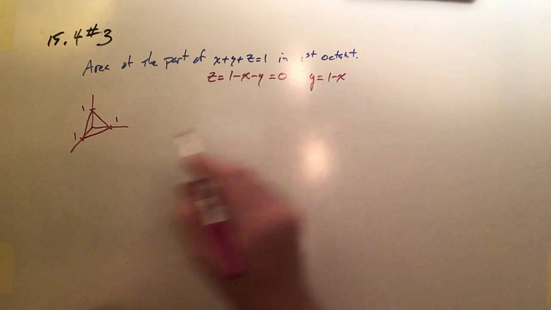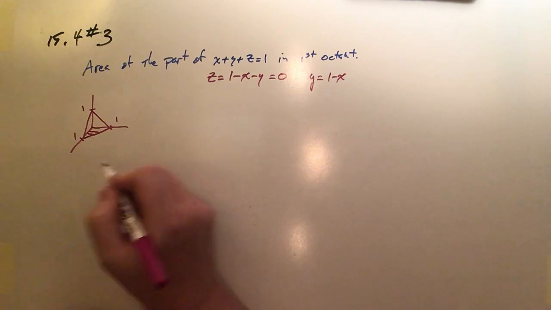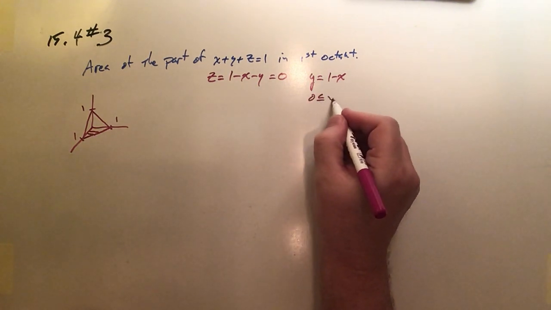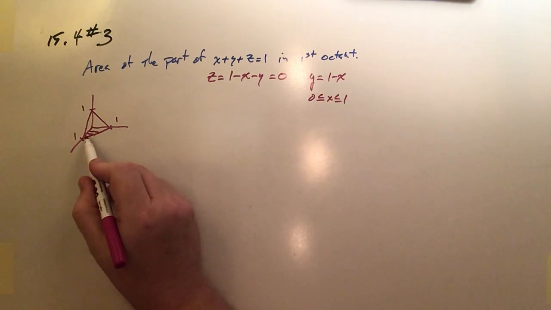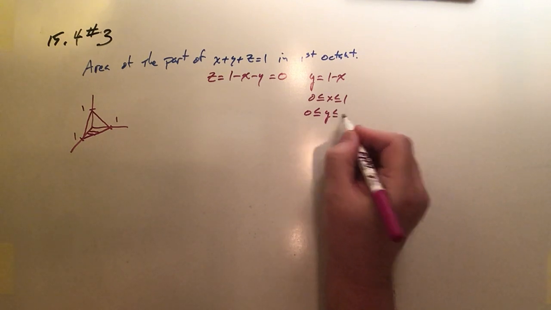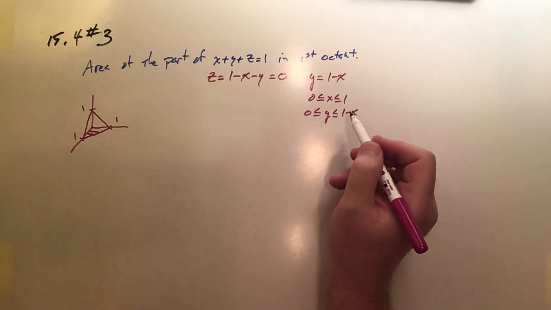Okay, well, y going from 0 to the function, let's go ahead and use pieces that look like this. So we'll integrate x between 0 and 1. So 0 less than or equal to x less than or equal to 1. And we'll integrate y up to the line. So y will go 0 less than or equal to y less than or equal to the line 1 minus x. So this will be the inner integral, this will be the outer one.